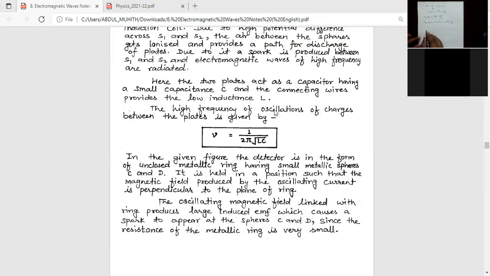Just remember this one. What is the frequency of an electromagnetic wave? This can be calculated by nu is equal to 1 by 2 pi under root of LC. We can find out the frequency of electromagnetic wave using this formula, where L is the inductance value and C is the capacitance value.